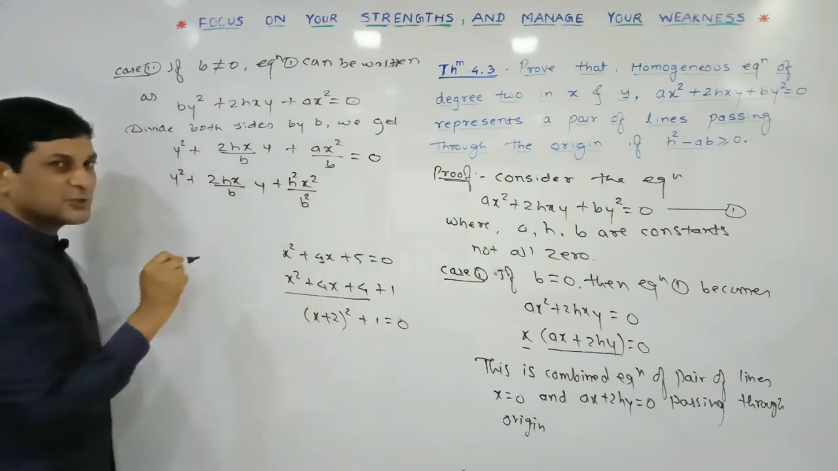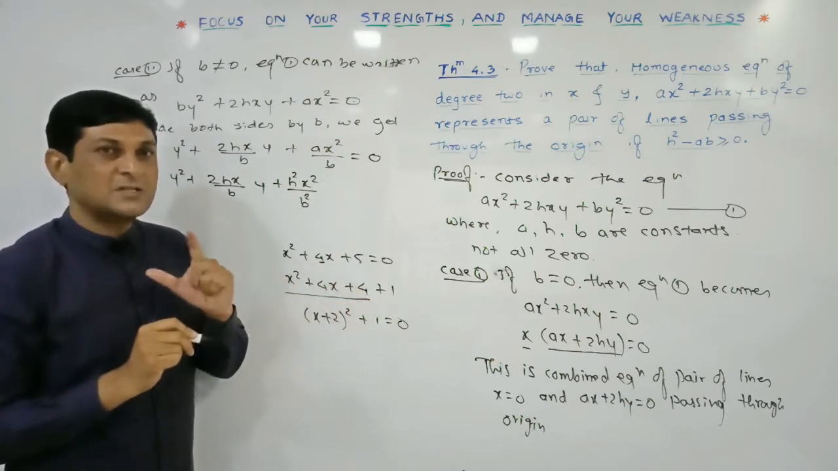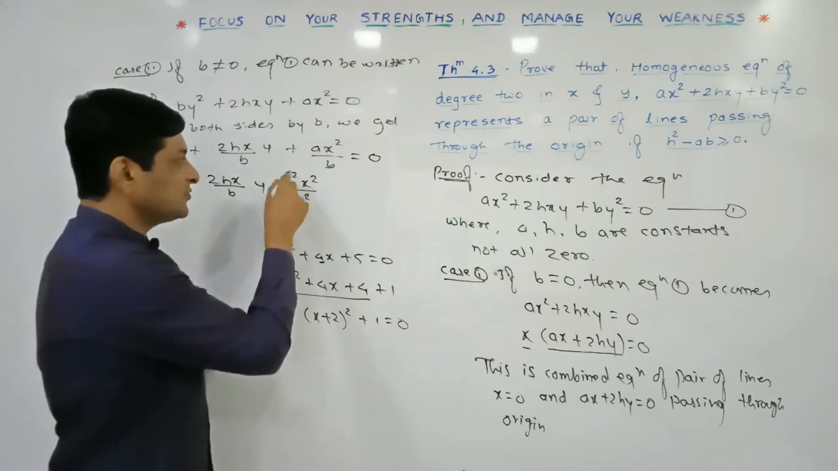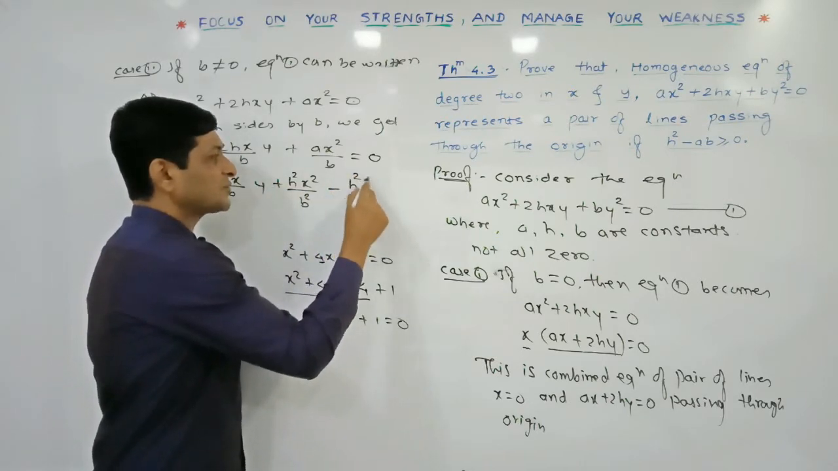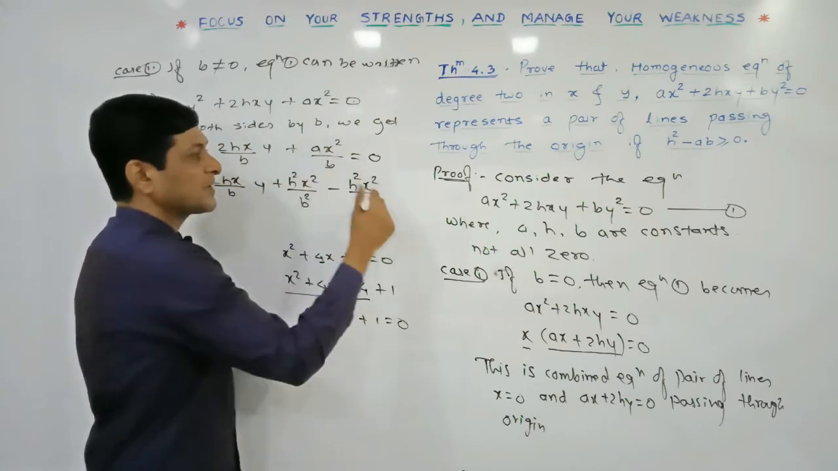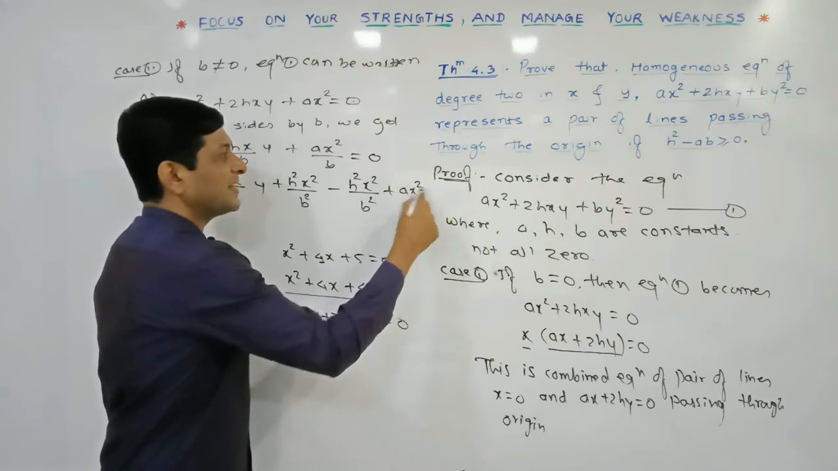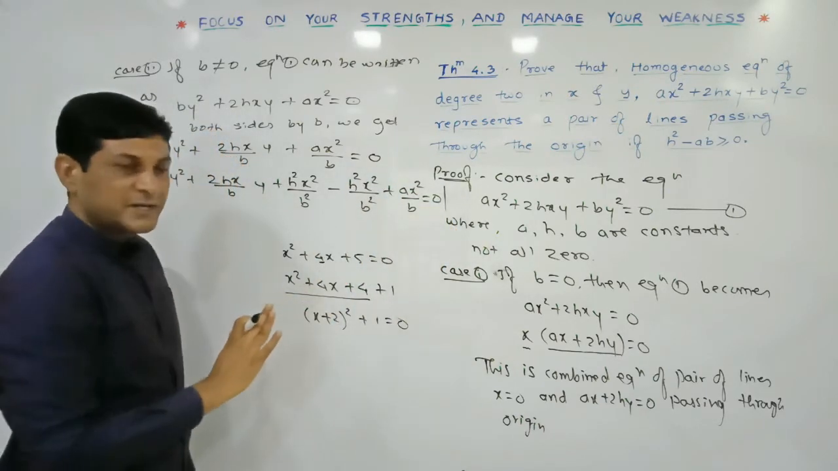Since we are adding this constant, hope you have got it. We are adjusting this constant just to complete the square. Since we are adding this term, that's why we are subtracting that term, h square x square upon b square. Just add and subtract the same term, plus ax square upon b is equal to 0. Keep it as it is. Hope you have got it.